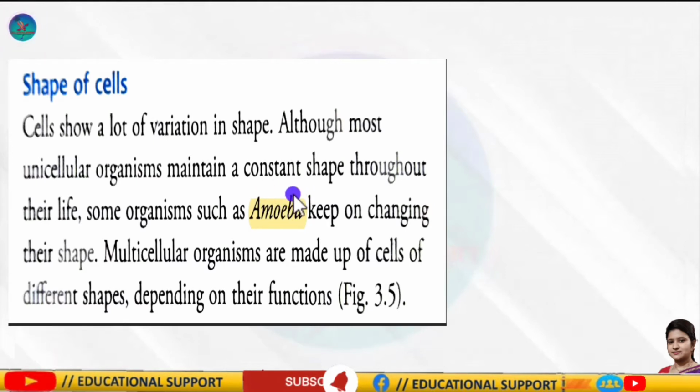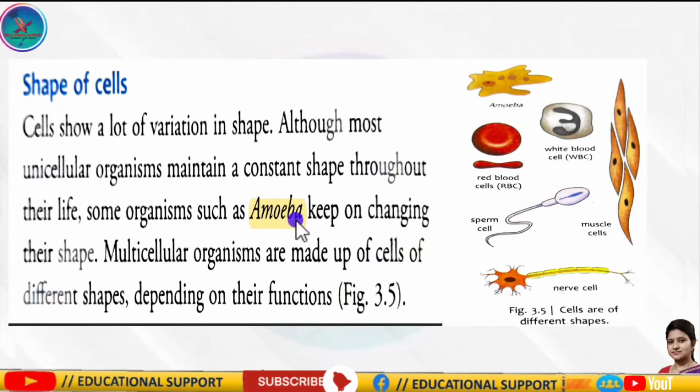So unicellular organisms have only one cell in the body. For example, bacteria, amoeba, paramecium, etc. But multicellular organisms have more than one cell. For example, human, plant, animals, etc. So in figure 3.5, you can see that multicellular organisms are made up of cells of different shapes depending on their functions.